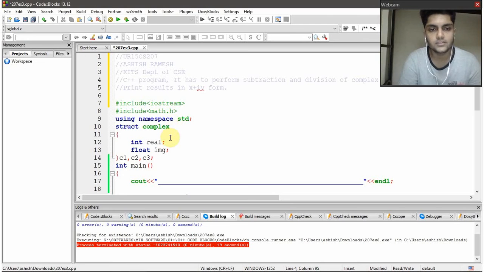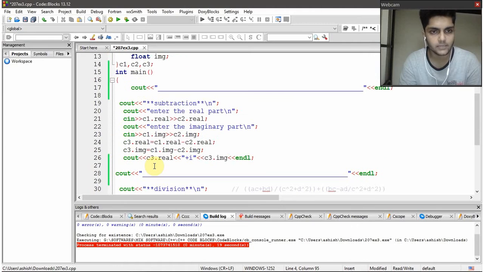Inside I have declared some variables, that is real and imaginary, and real is in the integer data type, and img, that is imaginary, is in float data type, and some other variables are c1, c2 and c3. Here c1 is the first complex number, c2 is the other complex number, and with c1 and c2 we will perform our division and subtraction, and c3 will be the result.